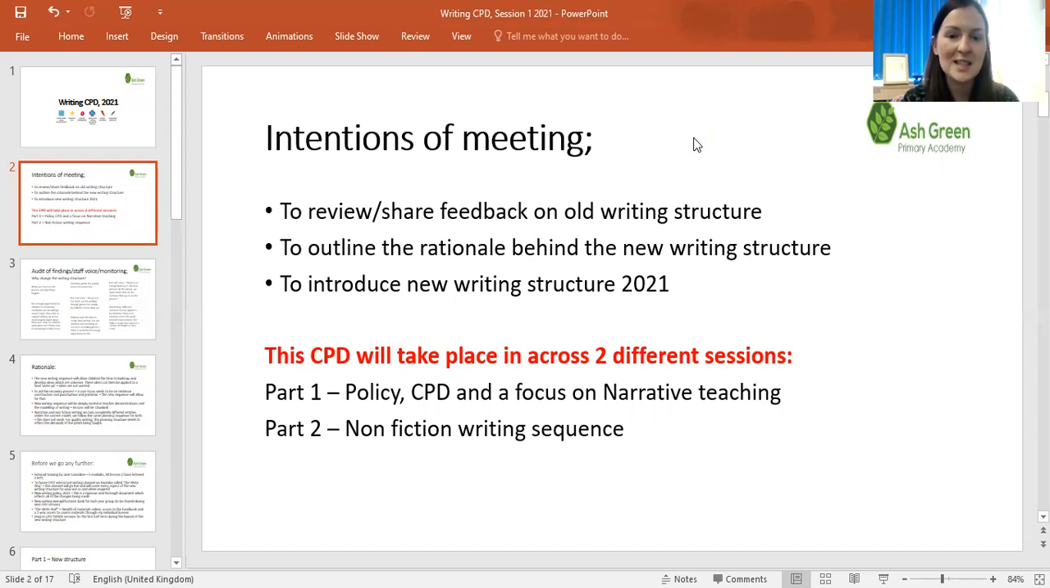In the second session as well, I do want to create some opportunities so that you can go away and have a play with your partner teacher, however that might look, planning a unit of work, just so that you are familiar with the expectations of the new structure.